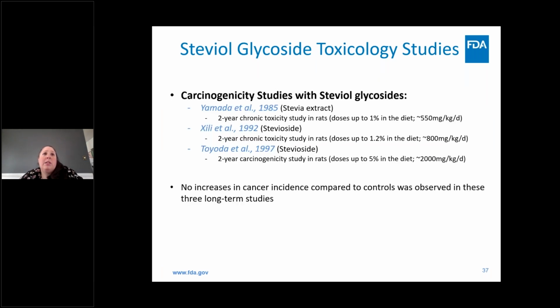In addition to those genotoxicity studies, we also have chronic toxicity studies and a 2-year carcinogenicity study done with various doses of stevia glycosides as high as 2 grams per kilogram body weight per day. And these have all been published. Importantly, there are no increases in cancer incidence compared to control animals in any of these long-term studies.